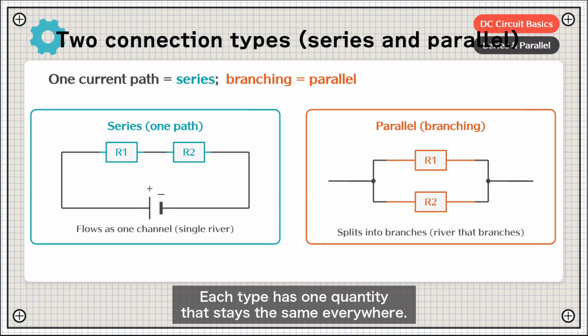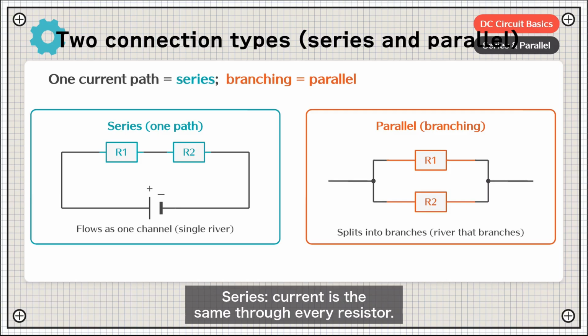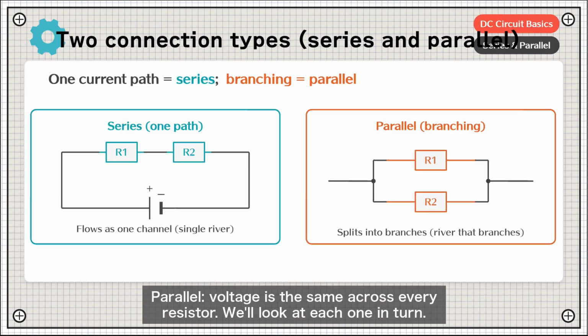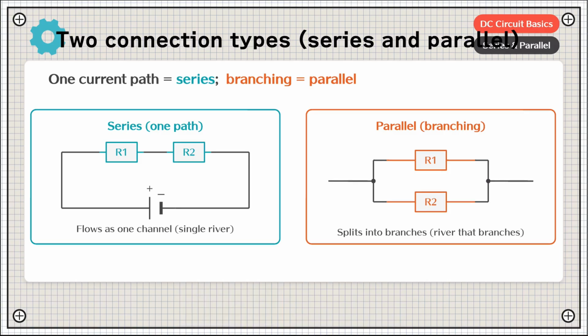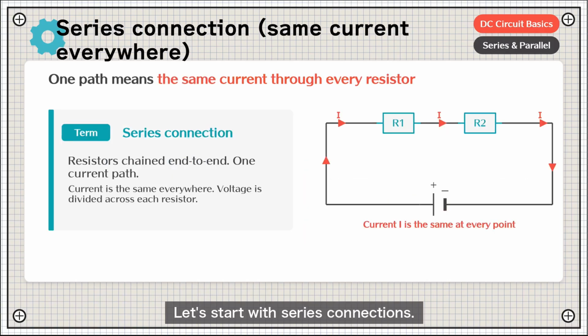Each type has one quantity that stays the same everywhere. Series, current is the same through every resistor. Parallel, voltage is the same across every resistor. We'll look at each one in turn. Let's start with series connections.